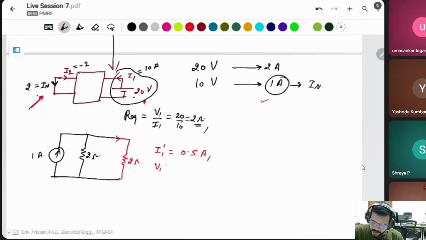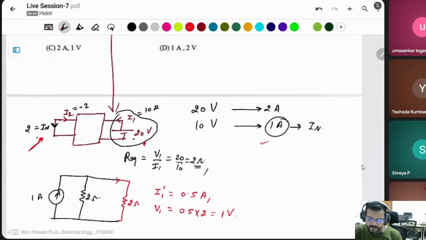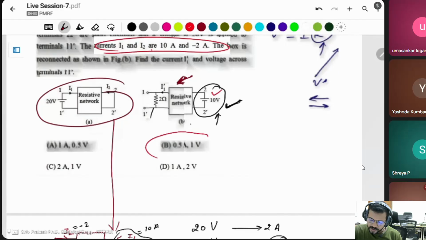V1 is equal to current into resistor, which is 2 ohm. This will be 1 volt. Current is 0.5 ampere and voltage is 1 volt. This current is 0.5 ampere and voltage is 1 volt.